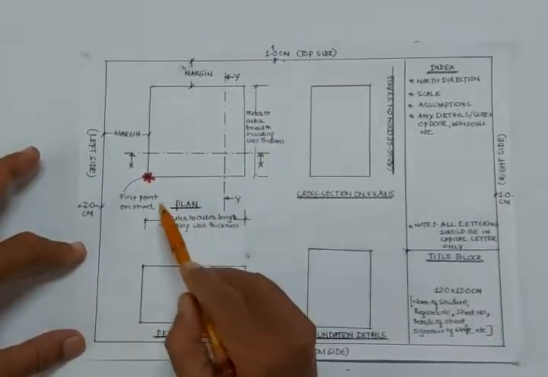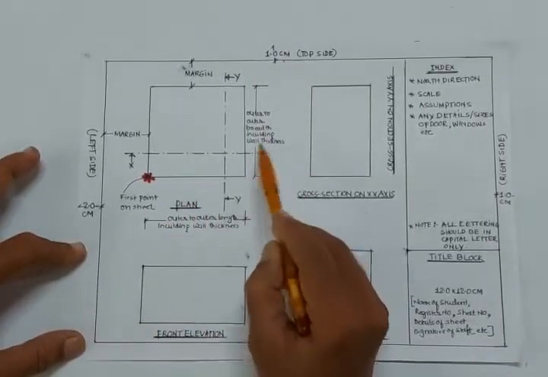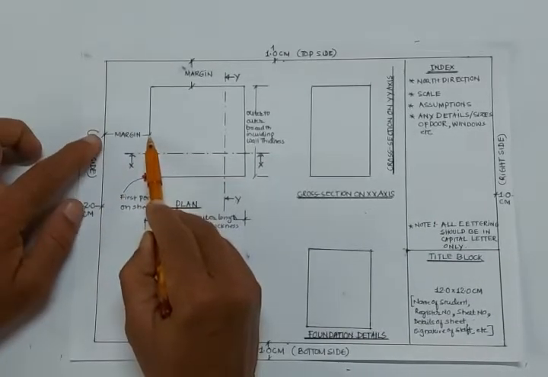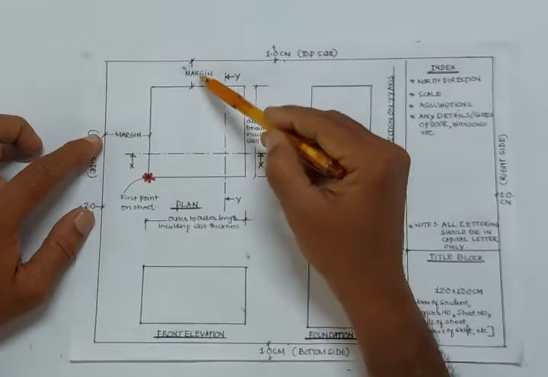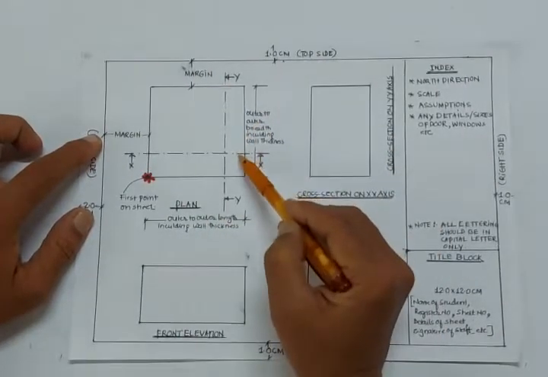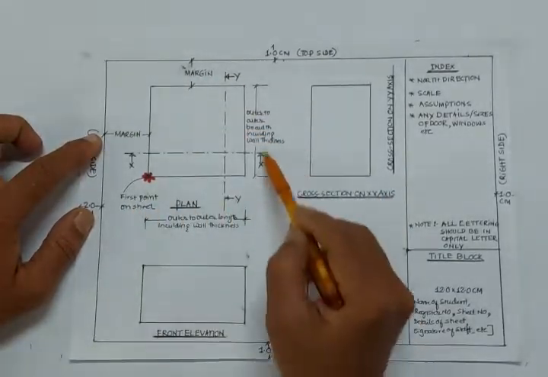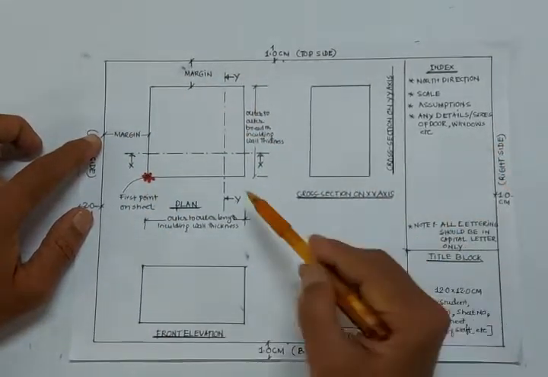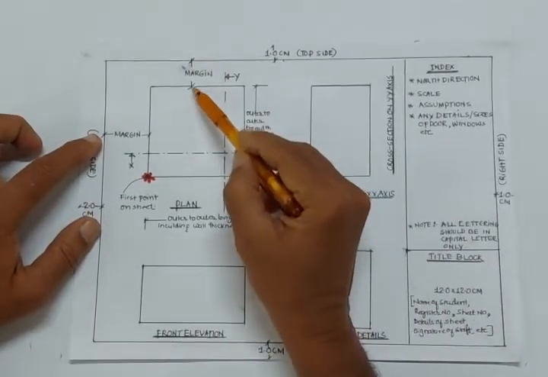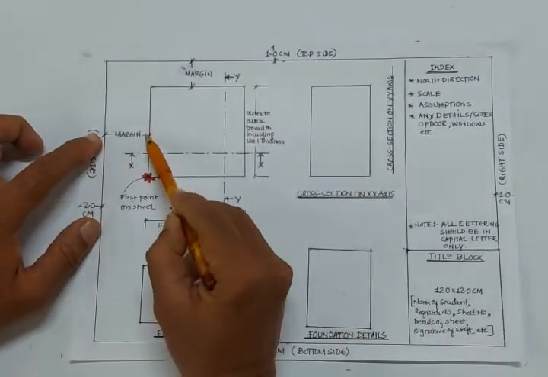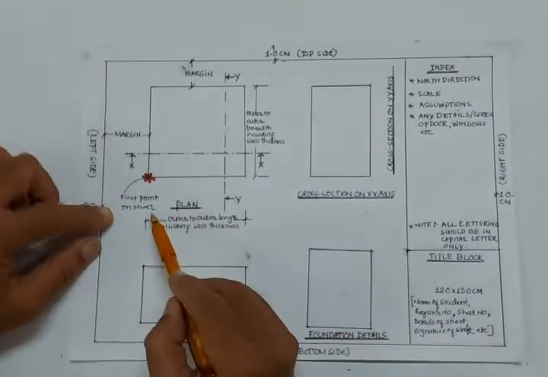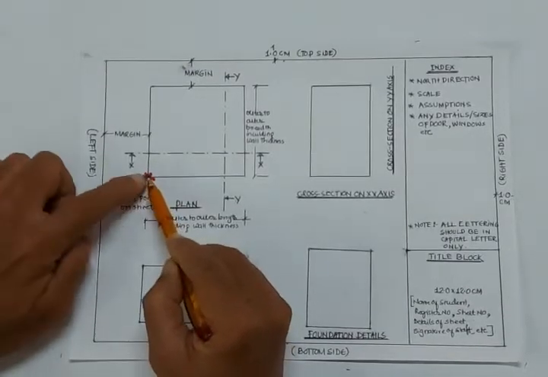After finding the outer to outer length and breadth, you have to take the margin from the border of the drawing, and consider the margin on both sides, because on the same drawing sheet you have to prepare a water supply line diagram. That is another 20 marks in the examinations. So you have to consider the margin from this point to this point, and again from this point to this point, and the first point on the drawing sheet is this.